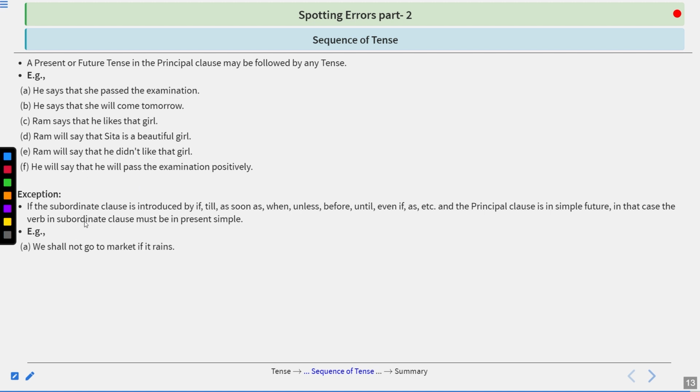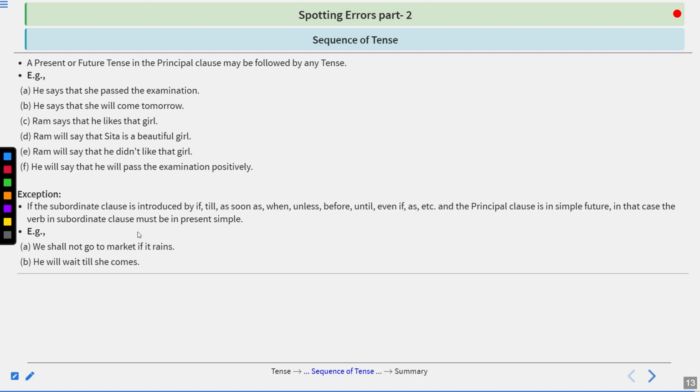Example, we shall not go to the market if it rains. Here we have used future indefinite tense in the main clause, and in the subordinate clause introduced by if, we have used present indefinite tense. Because the main clause is already in the future tense, we do not use future tense in the subordinate clause. It automatically refers to the future by using present indefinite tense.